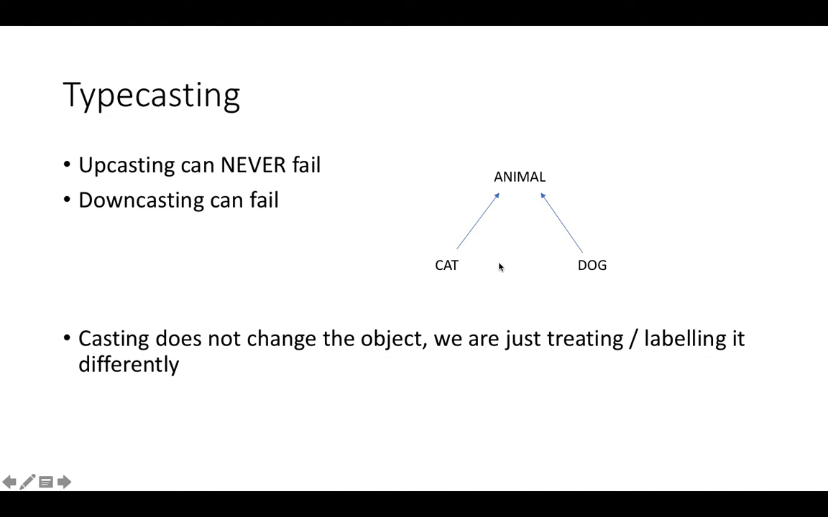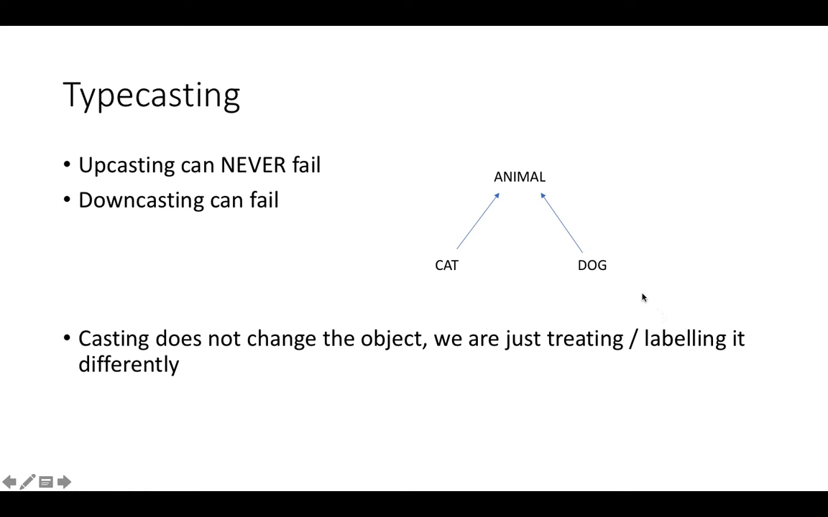Now let's talk about typecasting. There are two types of typecasting: upcast and downcast. When someone says upcasting, they are referring to a subclass being treated as its superclass, and downcasting is the other way around: a superclass being treated as its subclass. Okay, I have to highlight this to you. Casting does not actually change the object.